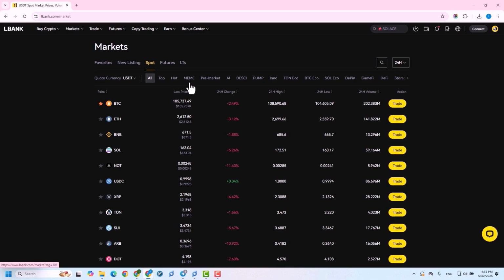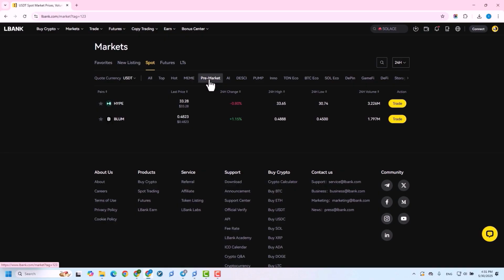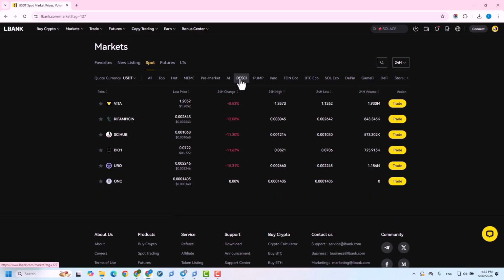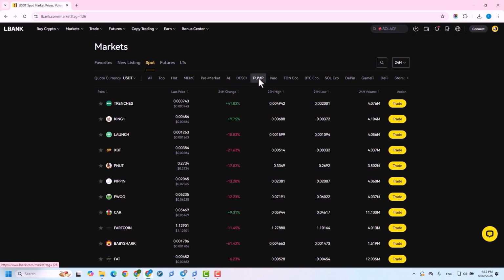Meme tokens like Shiba, Doge, and similar ones. Pre-market tokens are those that have not yet been listed but are in the pre-sale stage. By selecting any of these sections, you can review the relevant cryptocurrencies. The next section is for projects related to artificial intelligence. The following section is for projects related to decentralized science, pump, which includes cryptocurrencies with sharp price increases.